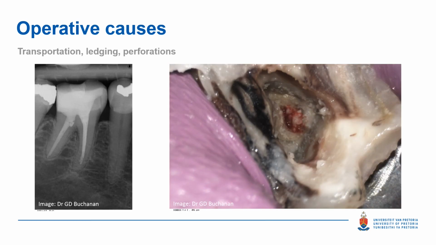Transportation, ledging, perforations, obviously these are things that can happen whilst we're doing our root canal treatments, and it could be because we're not pre-curving our files, it could be because we're not checking patency, or that we didn't establish a good glide path. These things, your transportations and ledgings, can lead to untreated anatomy, as demonstrated in the radiograph on the left-hand side. And the apical third of our root canal systems is where we have our most complex anatomy. So if we don't adequately clean our apical third, those last 3 to 5 millimeters, then irritants can be left behind and that can cause failure.